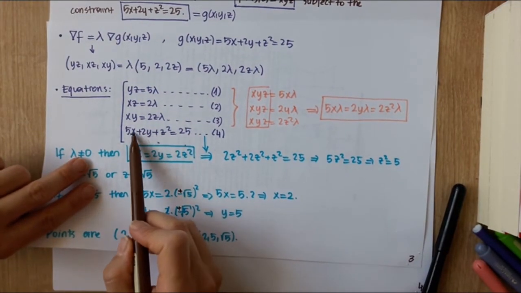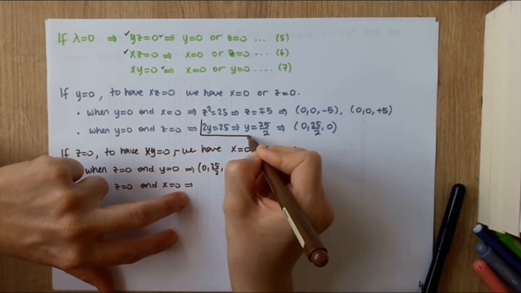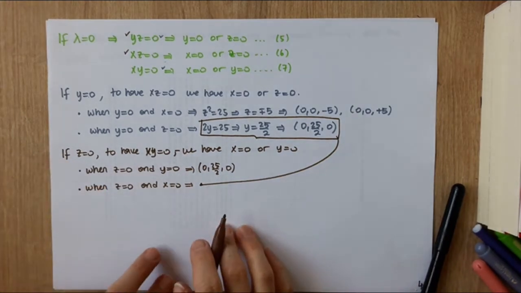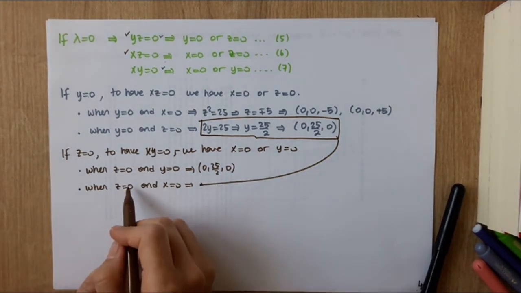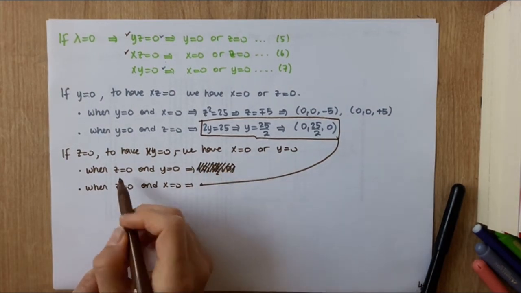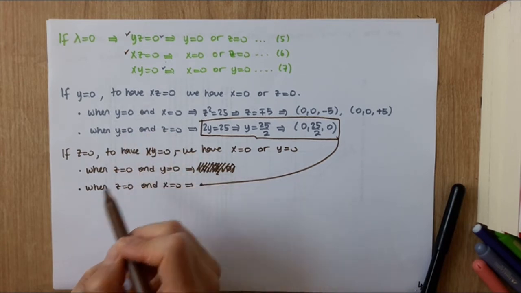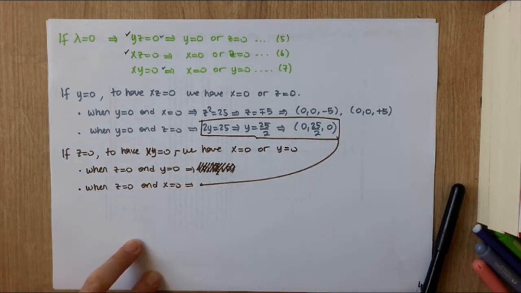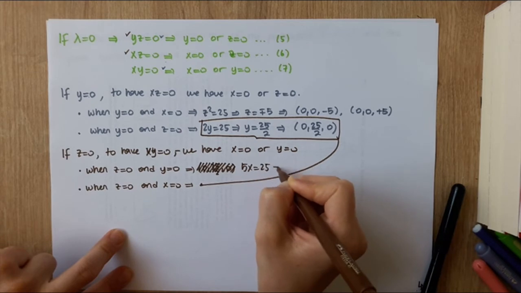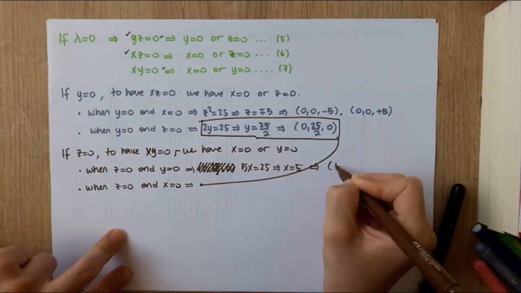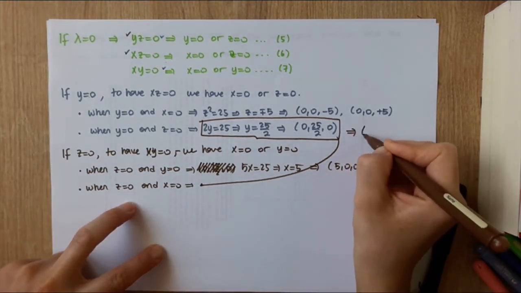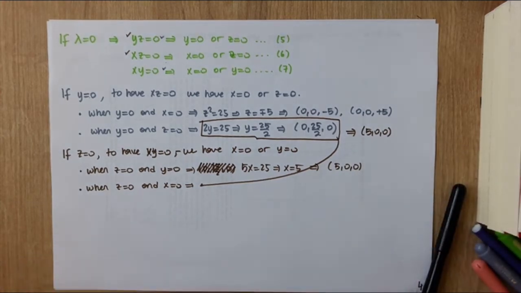If y and z are 0, so I have 5x. This part is the solution of that. So the solution of this: z equals 0, x equals 0. Here z and y are 0, and here we have the same things. So in this case, we have 5x equals 25, so x is 5. So the point is 5, 0, 0, like in this case. Okay, so here again we have 5, 0, 0. Sorry for this.